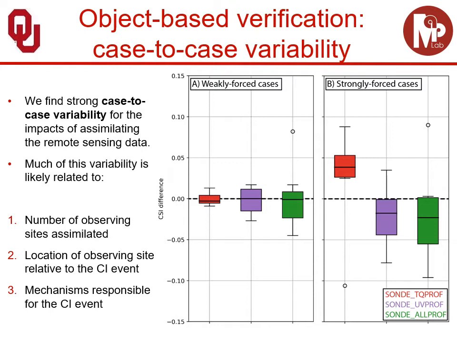on the presence of an upstream trough. And we find that the weakly forced cases show very little impact, while most of the mean impacts are related to the strongly forced cases. So this suggests that much of the case-to-case variability could also be related to the synoptic regime or the dynamics of the convective system itself.